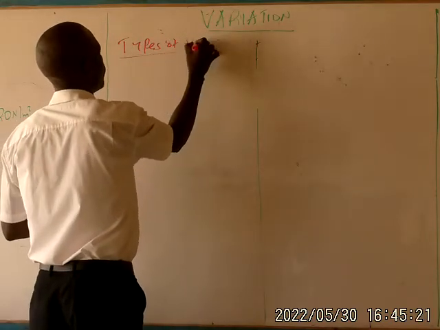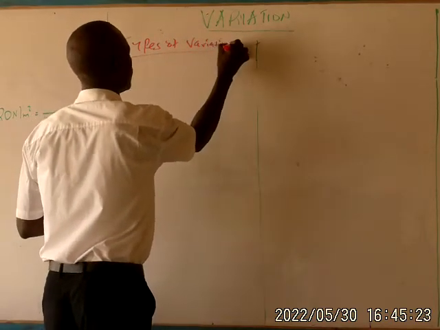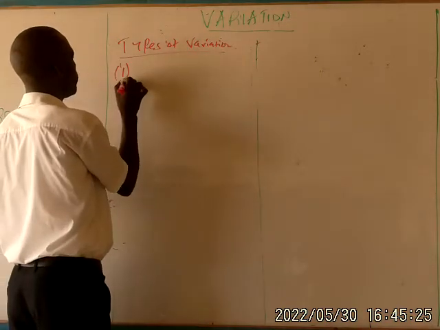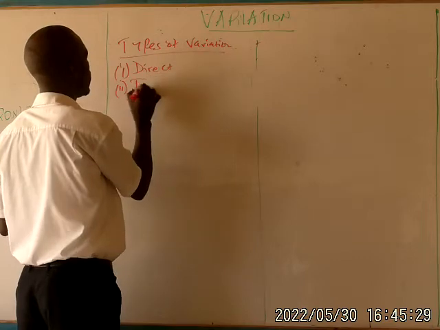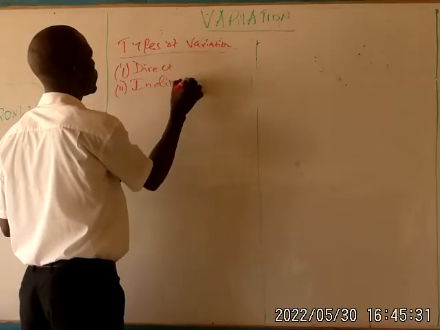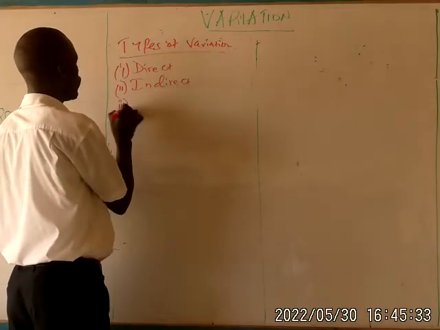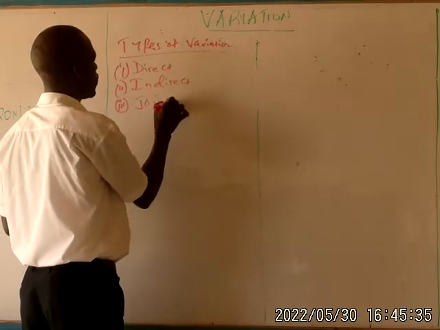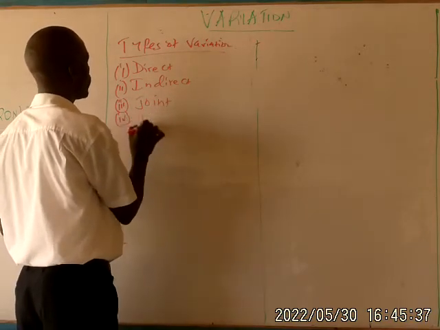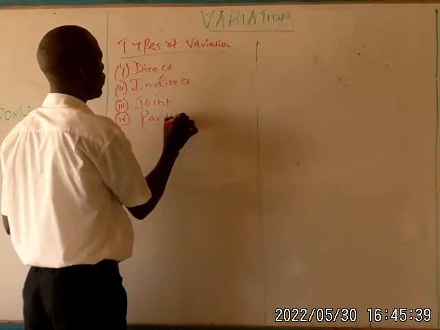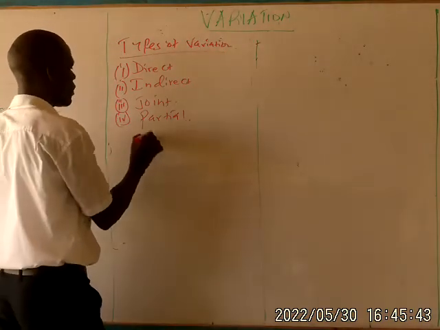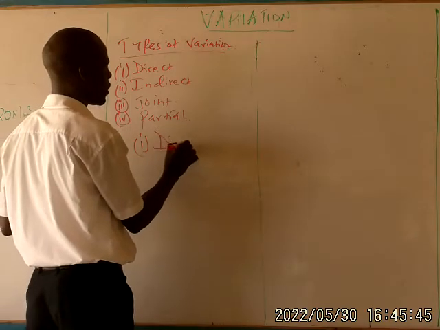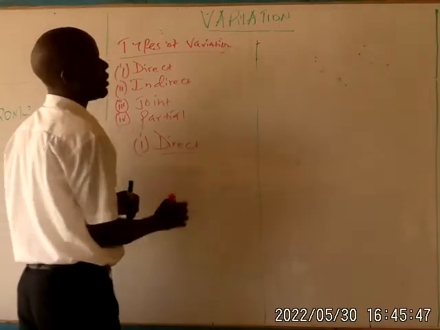Types of variation. We want to look at four of them. The first one is direct variation. The second one is indirect variation. The third one is joint variation. The fourth one is partial variation. Now let's start with direct variation.